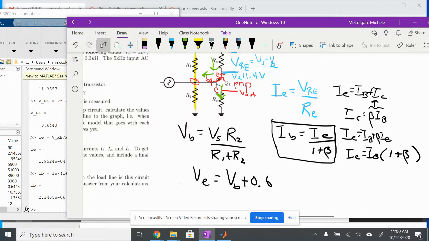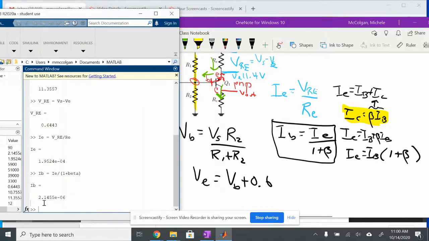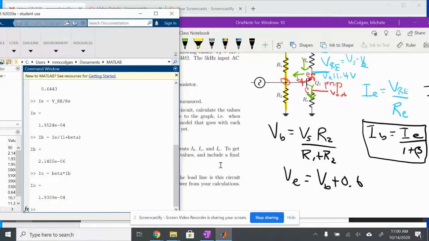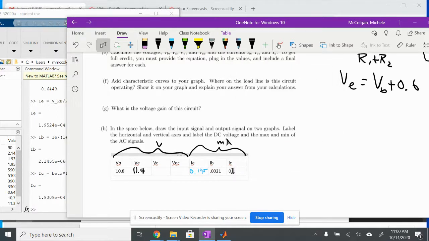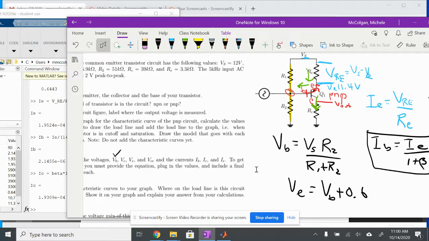So I can go back to my IC equation, this one right here, and I can calculate my IC. So my IC in Matlab is just IC is equal to beta times IB. Now I get 1.9. So here I'm going to get 0.193. Great. Okay, so now I have IC. So if I go back to my picture again, I now can calculate, let's see, if I just erase a few things here. Clean this up a bit.